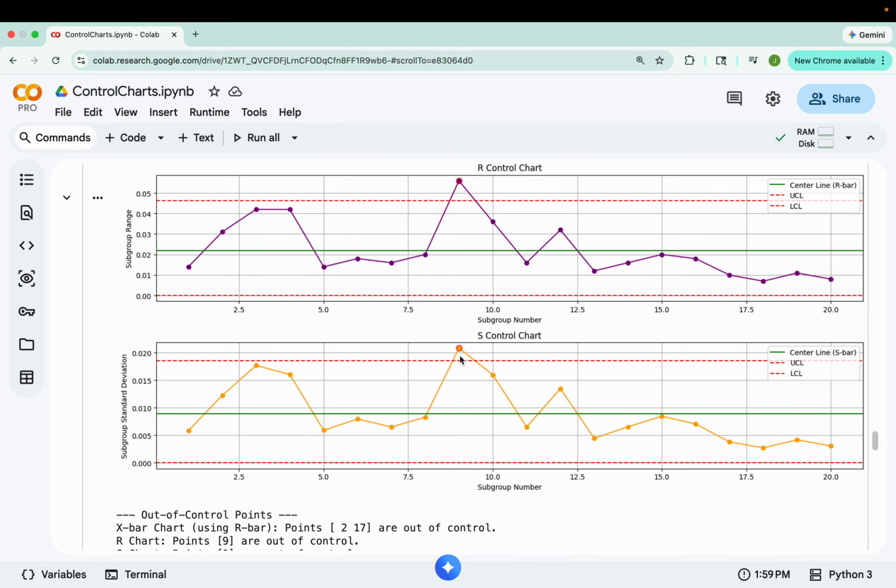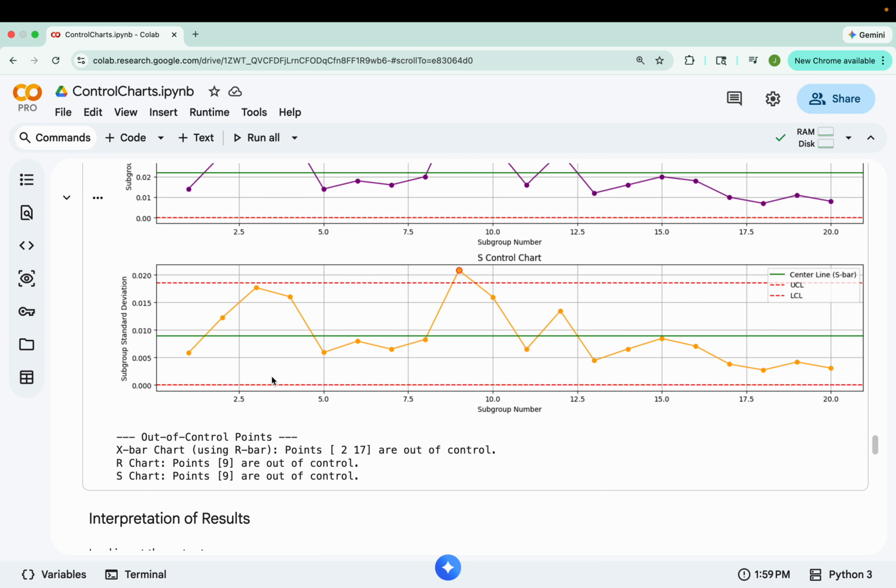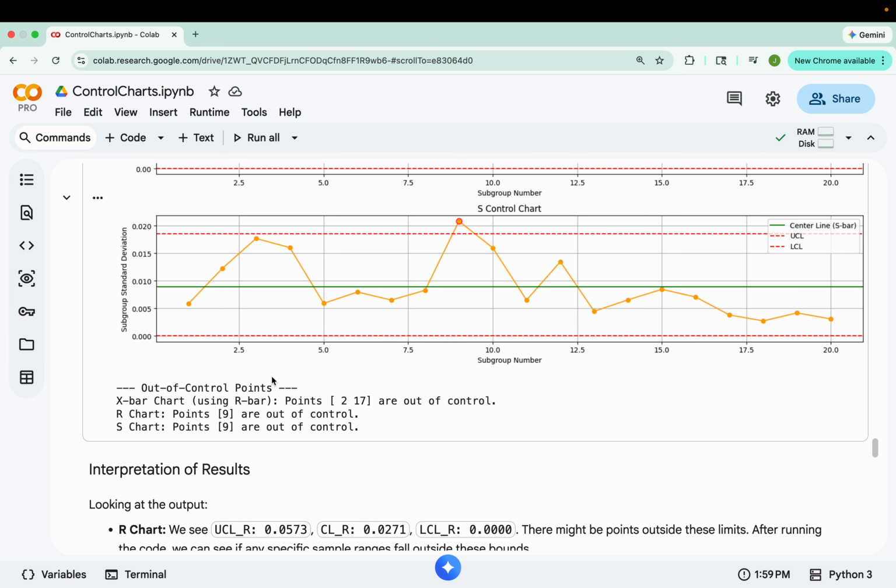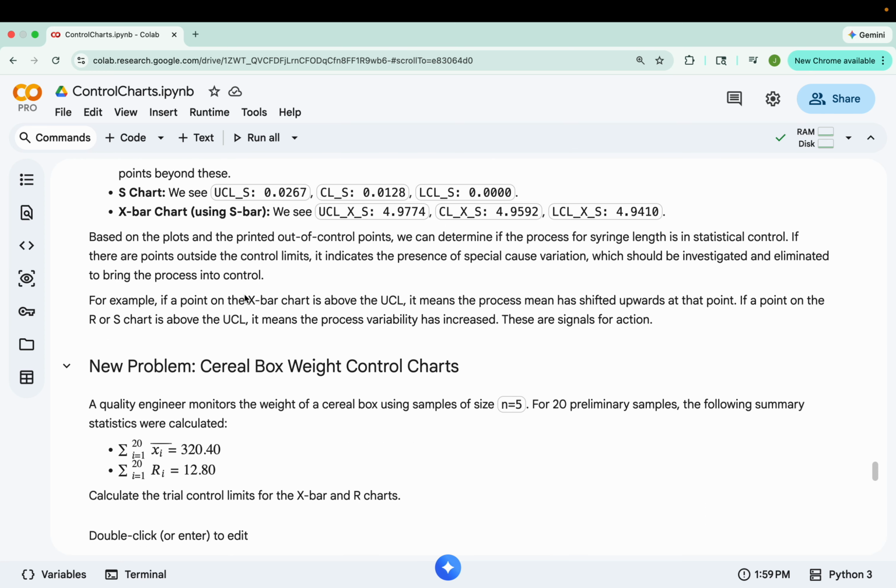Okay, and the S chart reflects the same thing here. There's a problem in week 9. Okay, and there's also concern leading up to that. So the variability is increasing into week 3. Okay. Okay, so this was the X bar chart, the R bar chart, and the S chart.